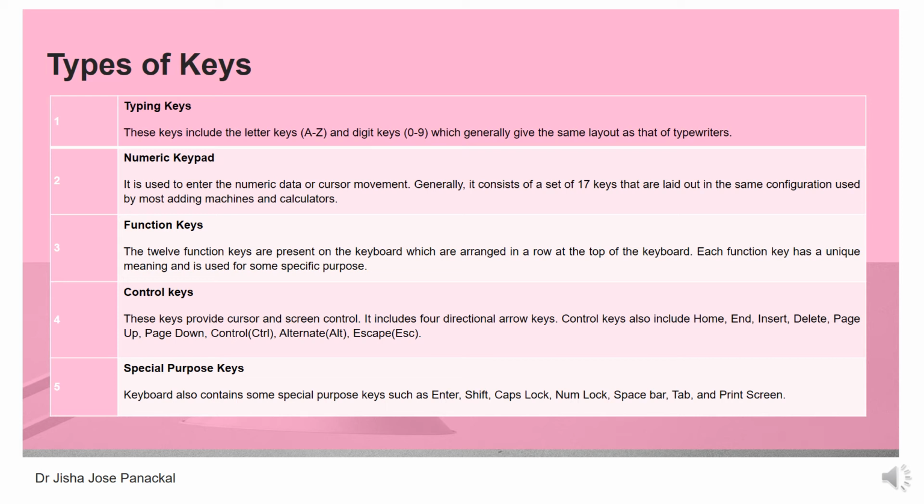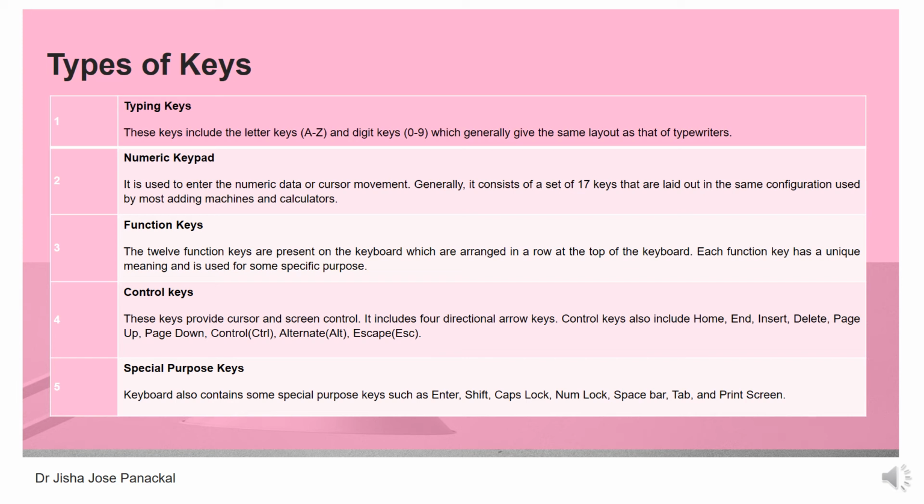that of typewriters. And some keyboards provide a separate numeric keypad used to enter the numeric data or cursor movement. It generally consists of a set of 17 keys that are laid out in the same configuration used by most adding machines and calculators. So if we are using such an application, for example, for billing and all, we can have this numeric keypad. It will be very helpful.